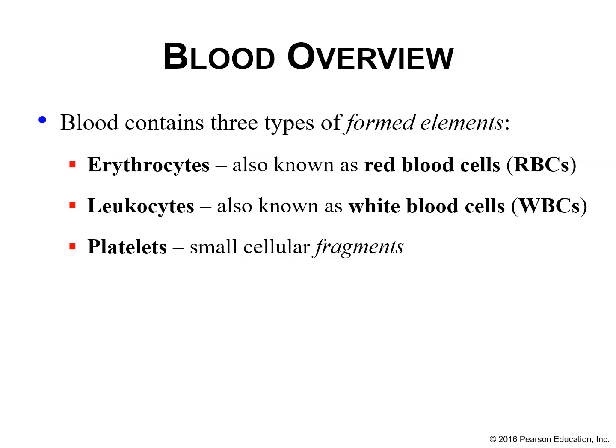The second formed element, which is also made in the bone marrow, are the leukocytes. Leukocytes are also called white blood cells. Like I said before, white blood cells are part of our immunodefensive mechanisms of the body. So they're very important in keeping us disease-free.